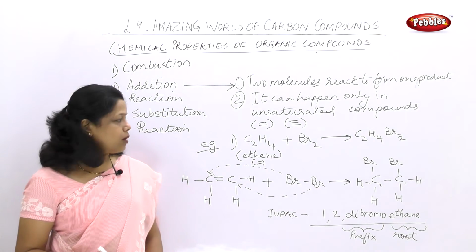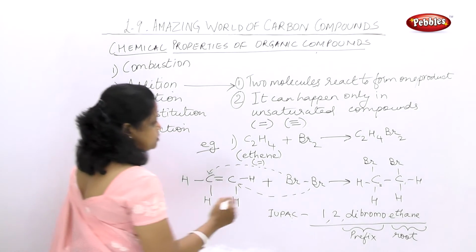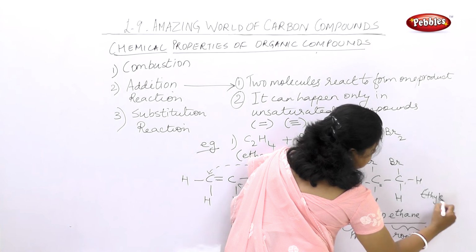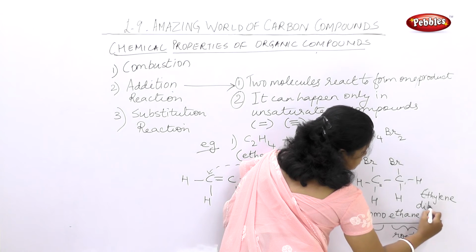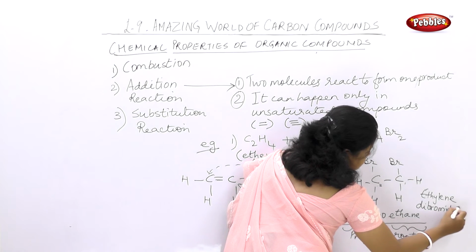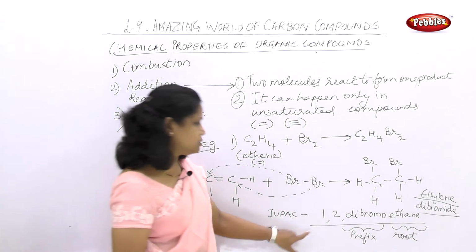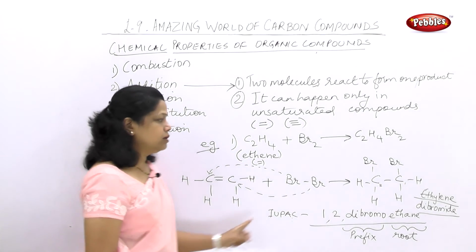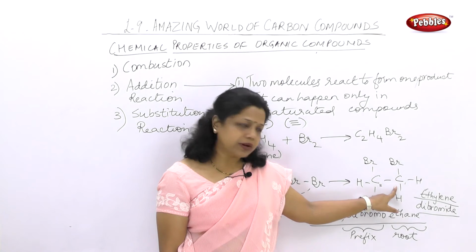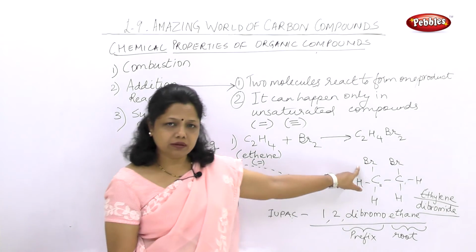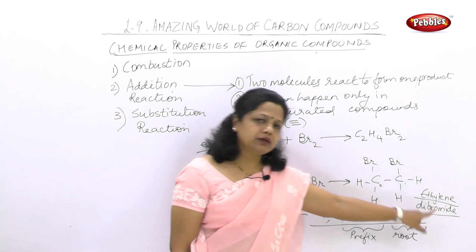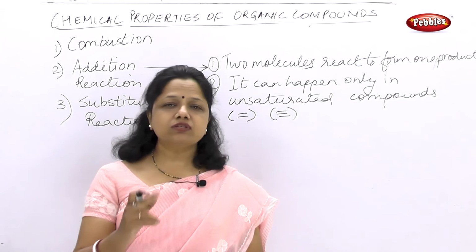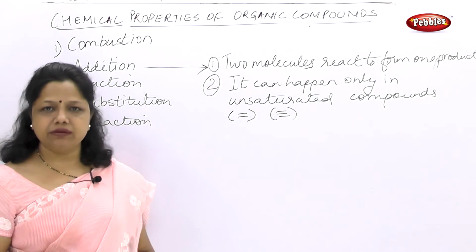What is the common name? The common name is ethylene dibromide. It's also called ethylene dibromide. This is the common name, this is the IUPAC name. After the addition reaction, the double bond has been broken and a single bond is formed between the 2 carbon atoms because of the addition of bromine. The common name is ethylene dibromide and the IUPAC name is 1,2-dibromoethane. So we saw how bromine can be added in the addition reaction.